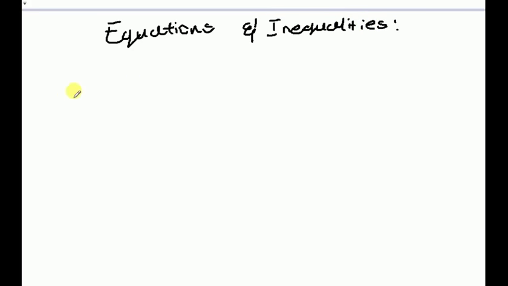Today's topic is equations and inequalities. Excuse my handwriting, it's not the prettiest. I know. So the first thing that we have to discuss will be the rearranging method.